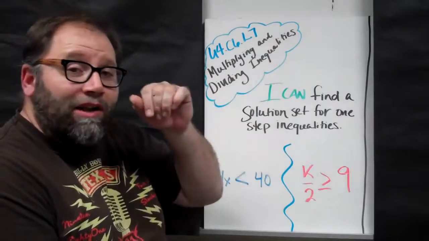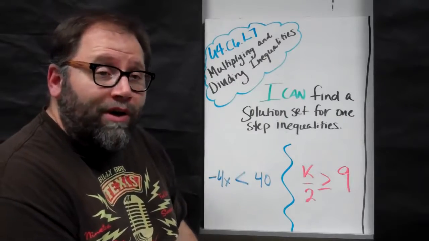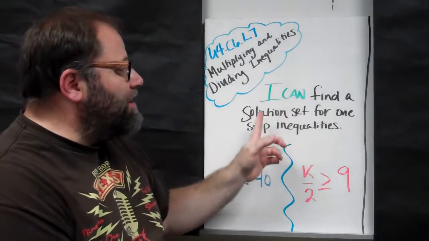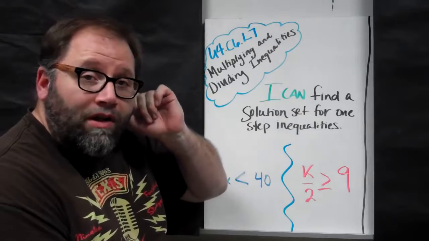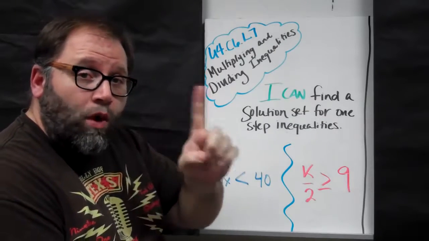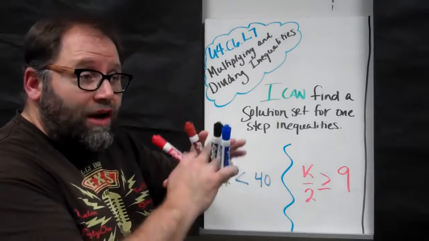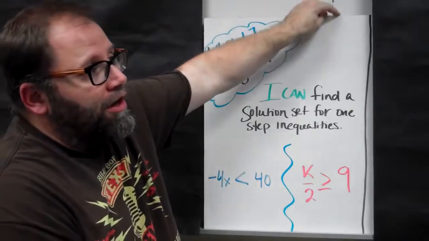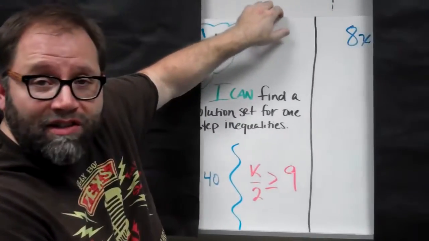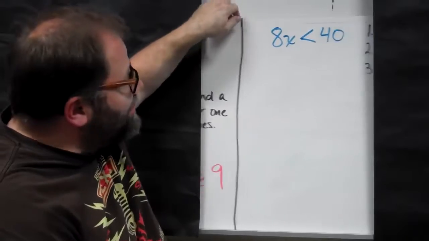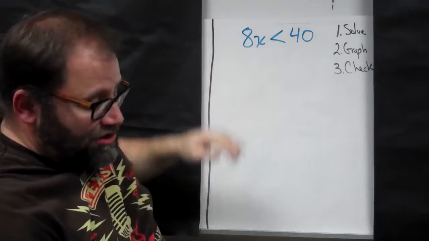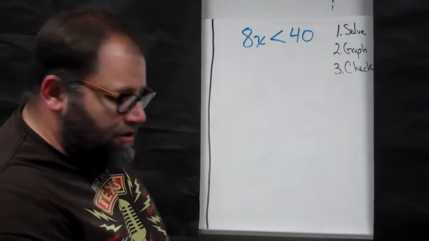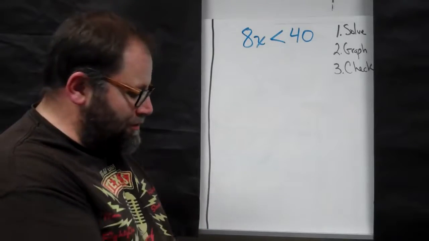We're going to be multiplying and dividing inequalities. This is the big boy and big girl stuff here. So I can find a solution set for one-step inequalities. It is a solution set. It's no longer just one answer. It is a solution set of answers that go off infinitesimally. I'm going to keep practicing that word in these videos as best I can, to the chagrin of my colleagues. Go ahead and look those words up too.